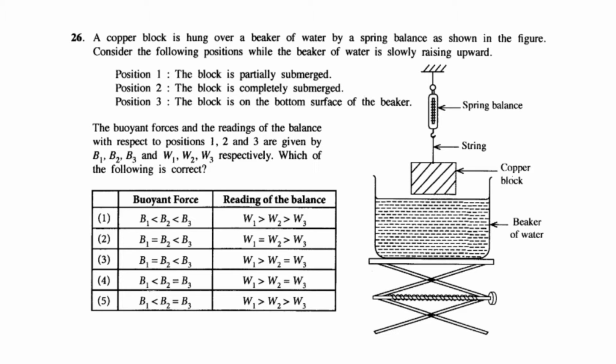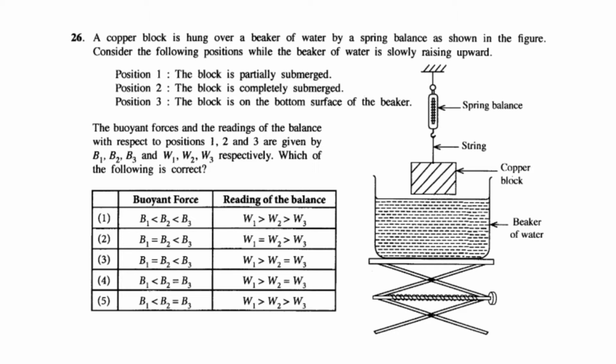Now we consider the spring balance readings. When the copper block is in air, as in the figure, the spring balance reading is equal to the weight of the copper block. When the copper block is submerged in water, the spring balance reading is equal to the weight of the copper block minus the buoyant force.